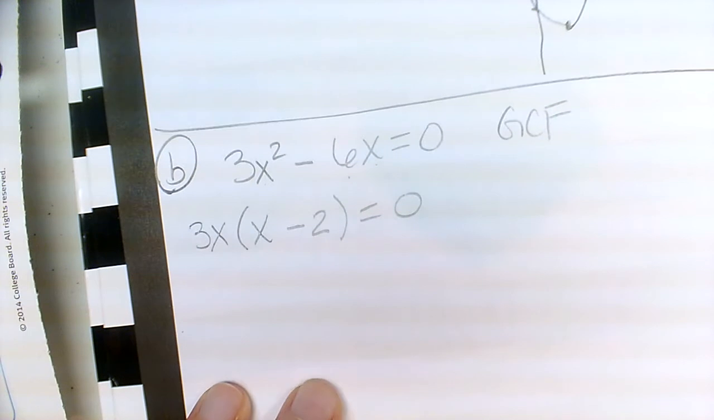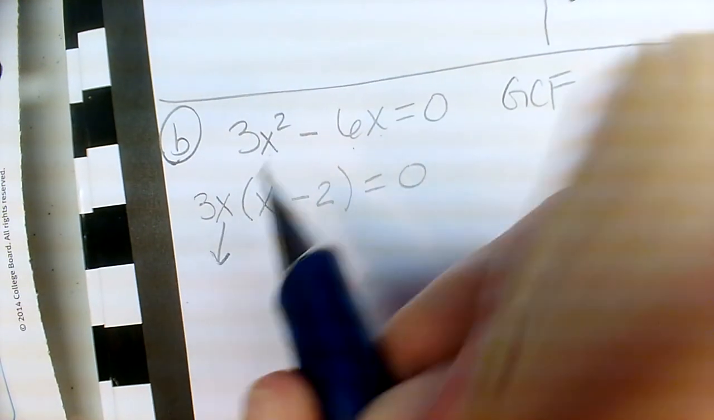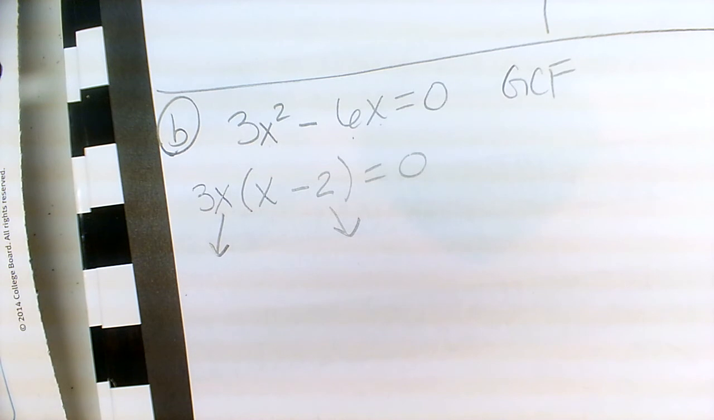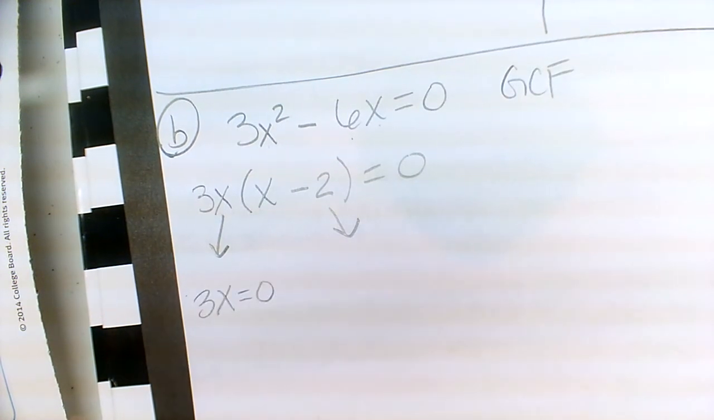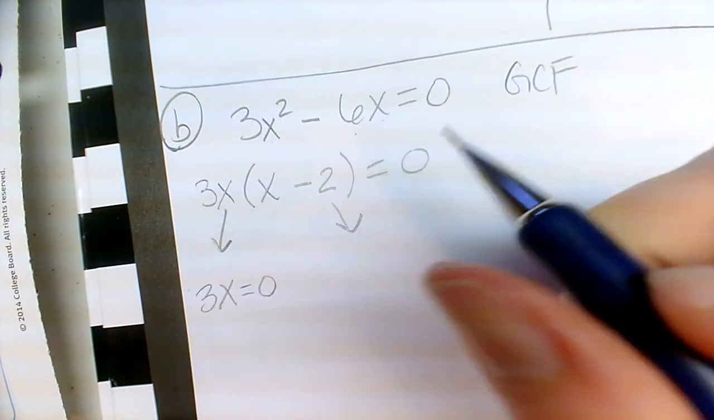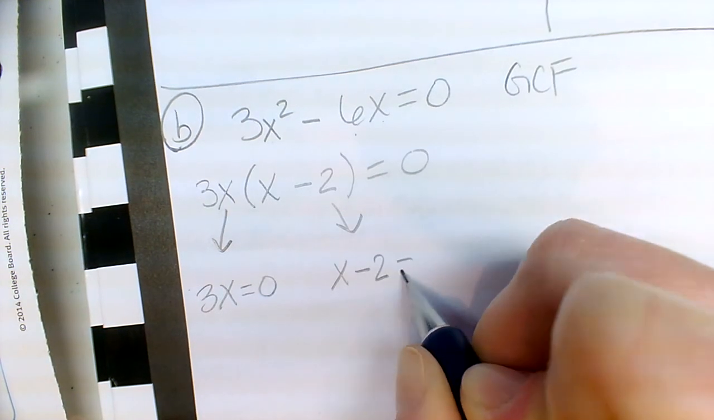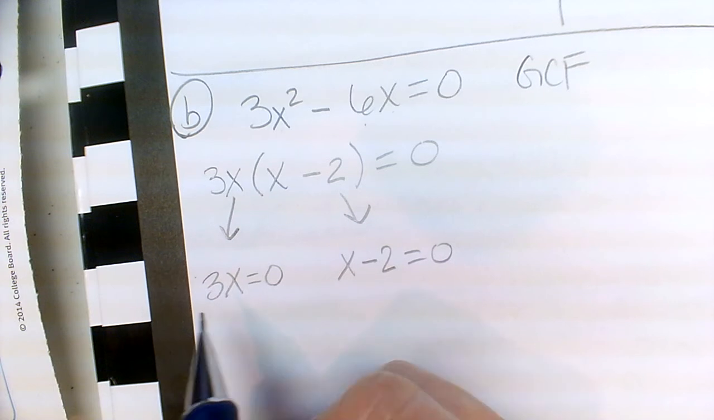Again, at this step, I want to take my quadratic and split it into two separate equations. I'm going to have 3x is equal to 0. That's going to be one of my equations. And then the other one is going to be x minus 2 is equal to 0. Okay? Solve them both for x.